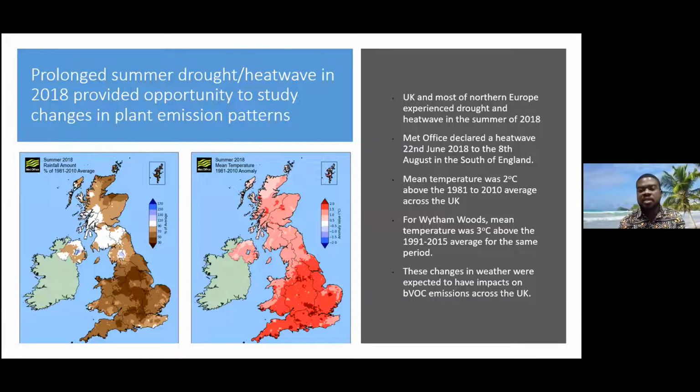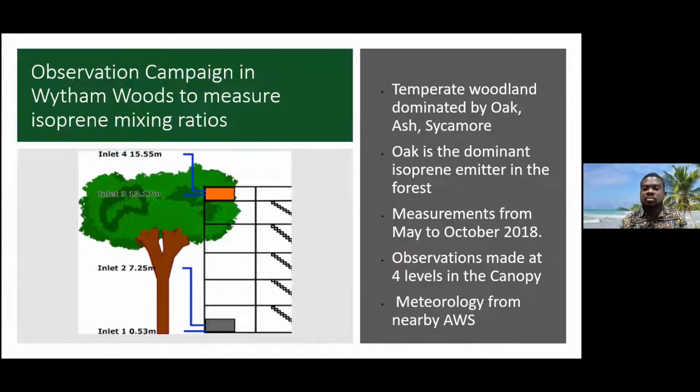But it provided a good opportunity to study the impact of such an event on forest emission rates in a natural environment. And so we made some measurements in a woodland near Oxford called Wytham Woods. And we measured isoprene emission rates at 4 levels within the forest. So just above the canopy, within the canopy space, at trunk level and near the surface. And these measurements covered a period of about 5 months from May through to October, oak being the dominant emitter of isoprene in this forest. And there are several other species in this forest. So it's a very important forest to study in terms of BVOC emissions.